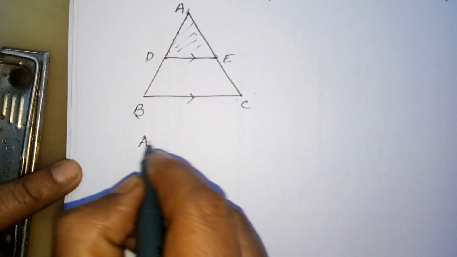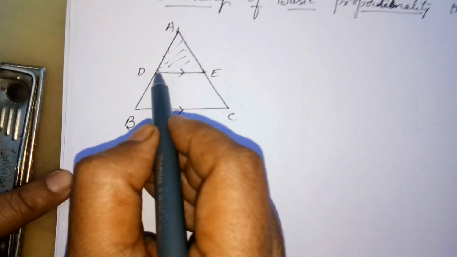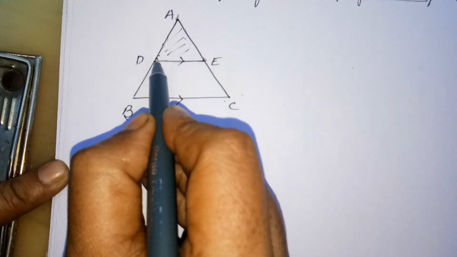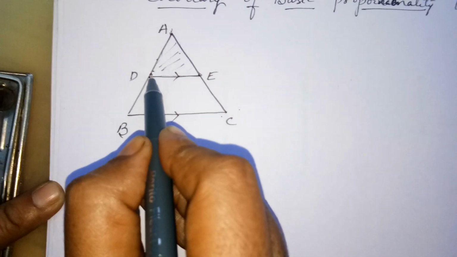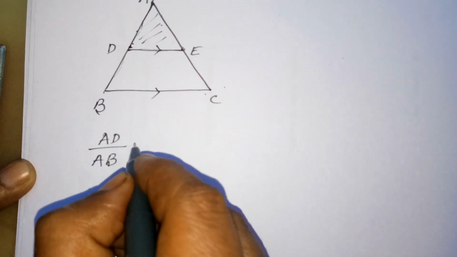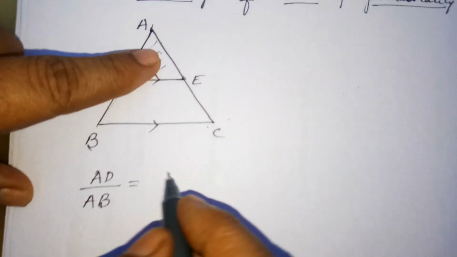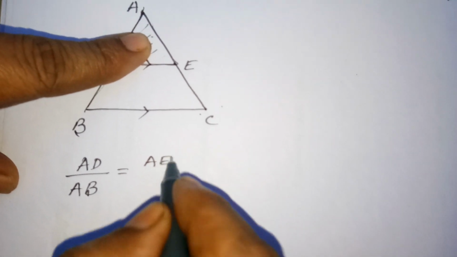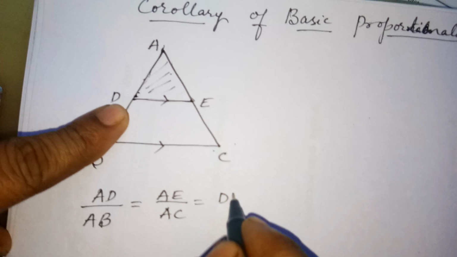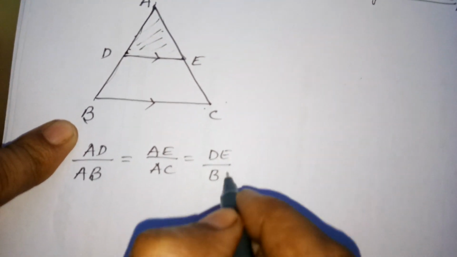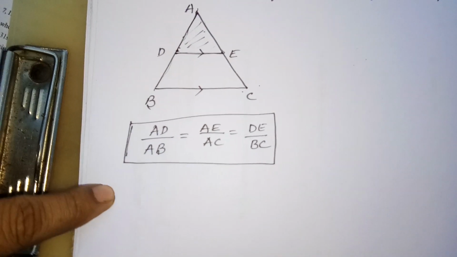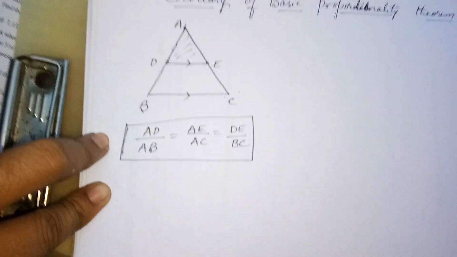AD is the side of the newly formed triangle. To this side, the corresponding side of the given triangle is AB. That ratio is equal to the side of the newly formed triangle, AE, and its corresponding side is AC. And for DE, its corresponding side is BC. This is one of the corollaries of the basic proportionality theorem which we require to solve the problems.